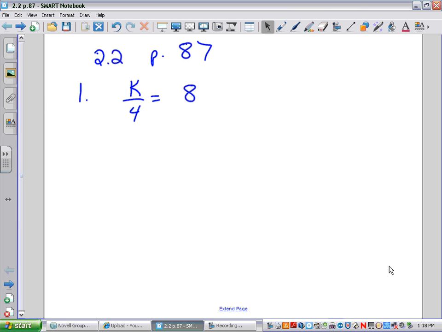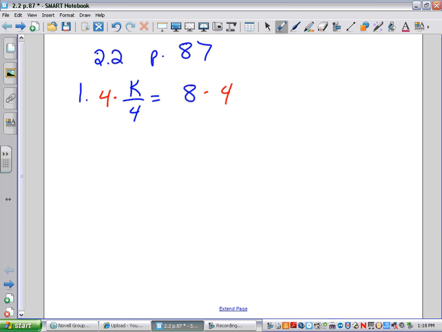So I'm going to ask the question, divide by 4. What's the opposite of dividing by 4? Or how do we undo divide by 4? And that answer is times 4. So I want to times each side by 4. Because remember, what you do to one side, you must do the same thing to the other side.